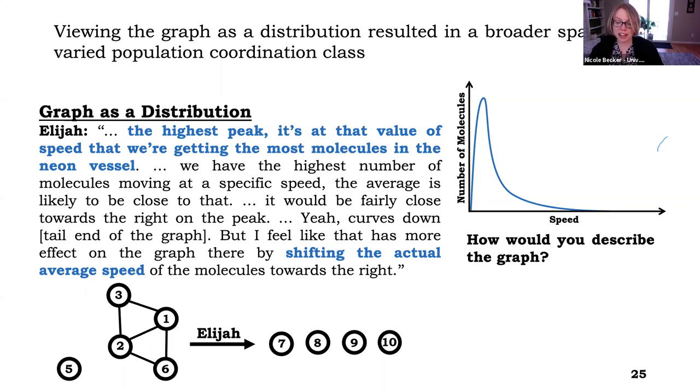So that trend of well-connected knowledge structures related to the varied population schema was consistent across other students who used the graph as a distribution readout strategy as well. Furthermore, similar knowledge elements related to the varied population schema were activated in all three prompts for Elijah, and most of the other students in this category, reflecting the stability of the varied population schema across the different contexts in the interview prompts. And this is an indication of high span.